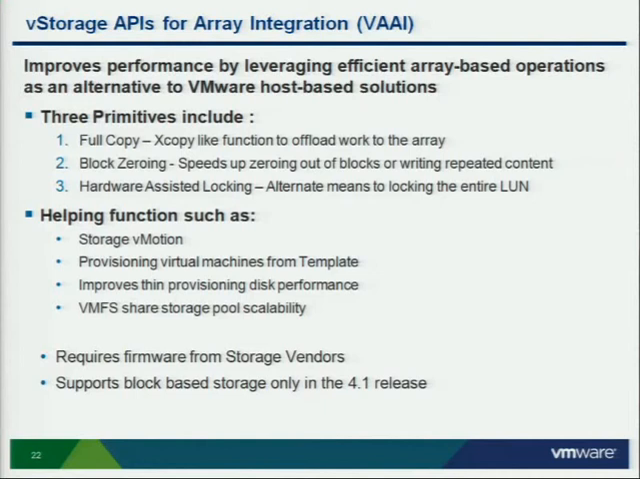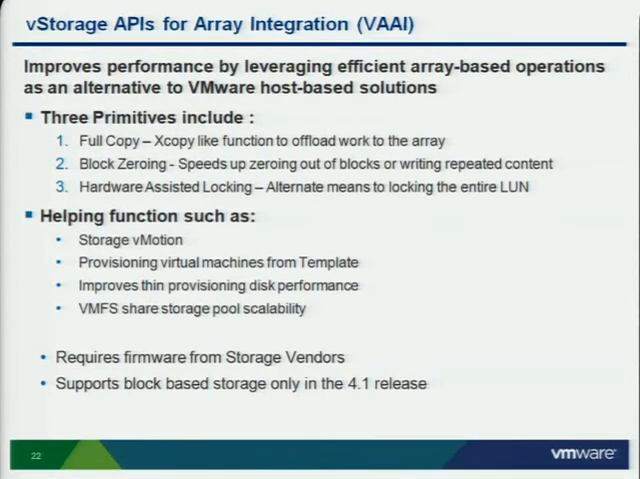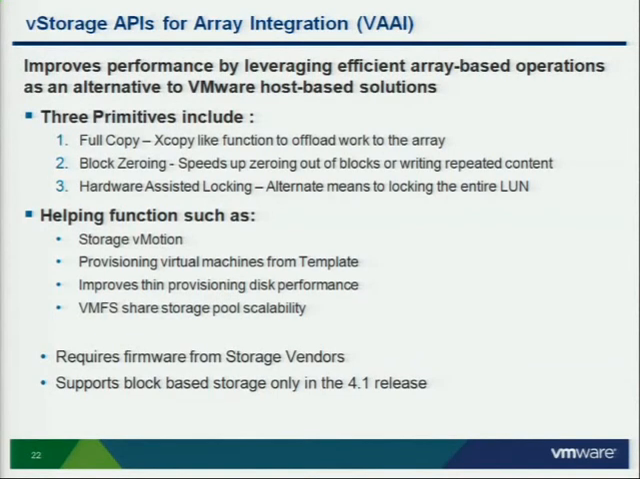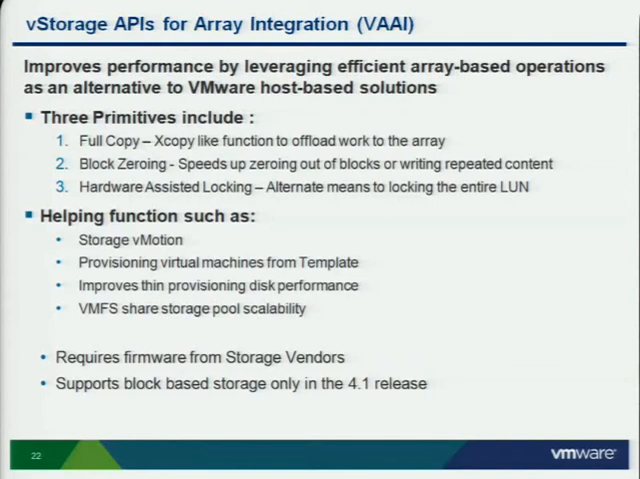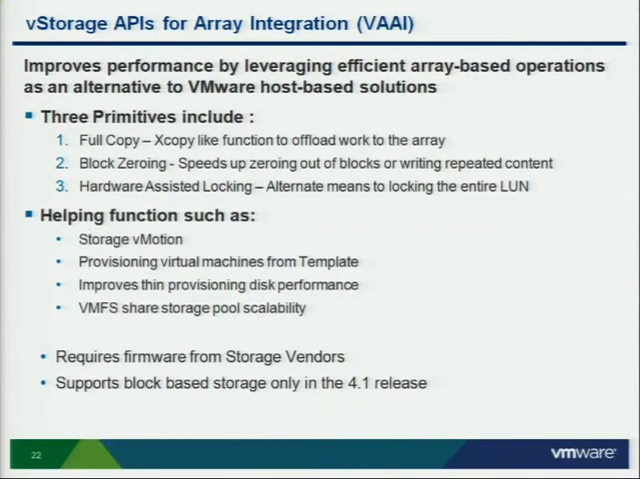The second primitive is a block zeroing function. The primitive is actually also sometimes known as write same. If you imagine you're creating an eager zeroed thick disk, which basically at the time you create it, is zeroed out and initialized. This would be, for our fault-tolerant technology, a requirement that FT have an eager zeroed thick disk. You can have the array go do all the zeroing and move on to the next step and not have to wait for the array to come back and pause until it's done the zeroing. So in effect, the block zeroing is that second one.